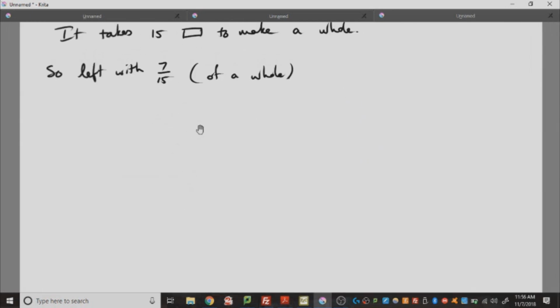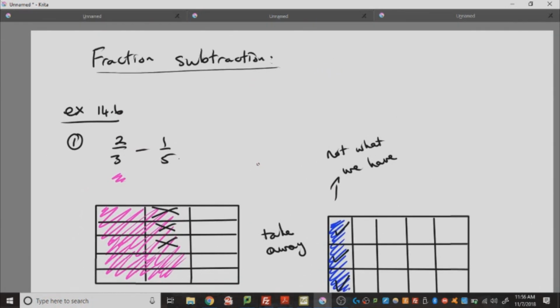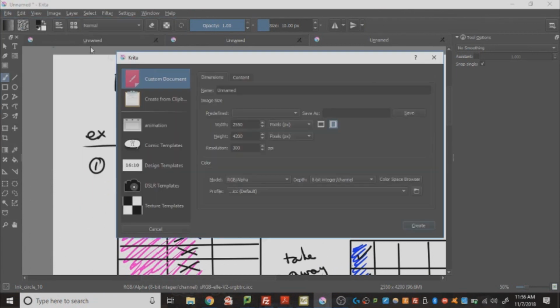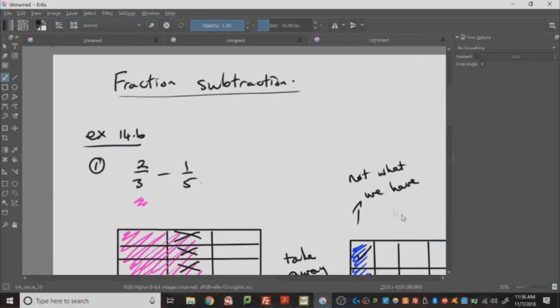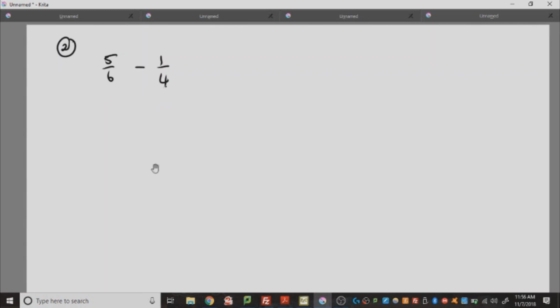So in the second one, how much space do I have here? I was making a new page. In the second one, let's just see if we draw them so that the pieces look identical. I think it would help me, but you don't have to do that. We have 5/6 minus 1/4. Still no mixed numbers.